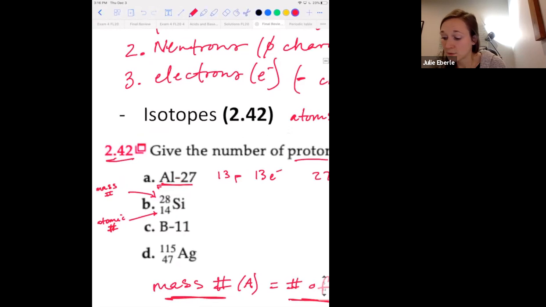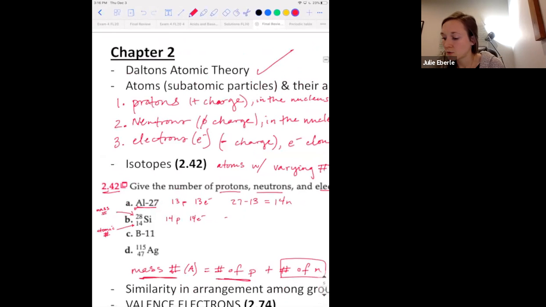So because 14 is the atomic number, that's the number of protons. And that's also the number of electrons. And to get the number of neutrons, we just do 28, the mass number, minus the atomic number. And that gives us 14. That's how many neutrons there are.